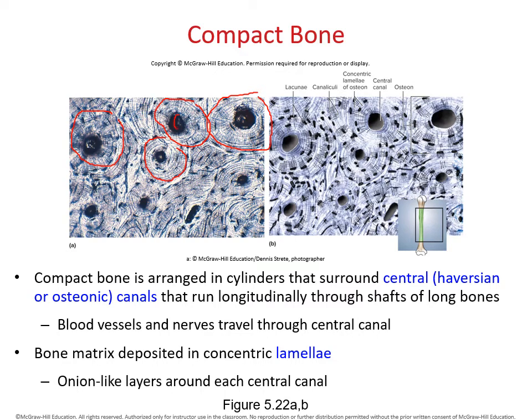In the middle, you have a darkened area because that's the central canal. We also call it the Haversian canal. That one's very important because that's where all the blood vessels and the nerves are. And then surrounding the central canal, you'll have these little lamellas, these little circular patterns, and they will house these little black dots that you can see.